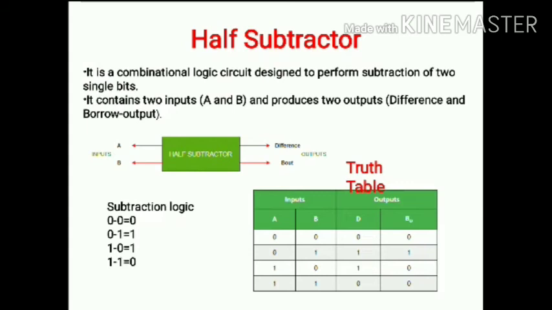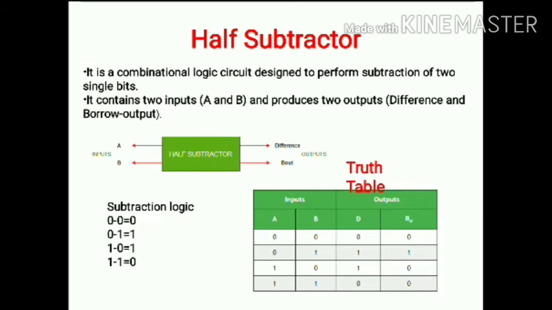Now look at the truth table. A and B are the two input variables, so we need 4 values. The output variables are D, that is difference, and borrow out, BO. Find the difference of the first row. In the first row, A equal to 0, B equal to 0. Subtracting A minus B, that is 0 minus 0, is equal to 0. So difference is 0 and borrow output is also 0.